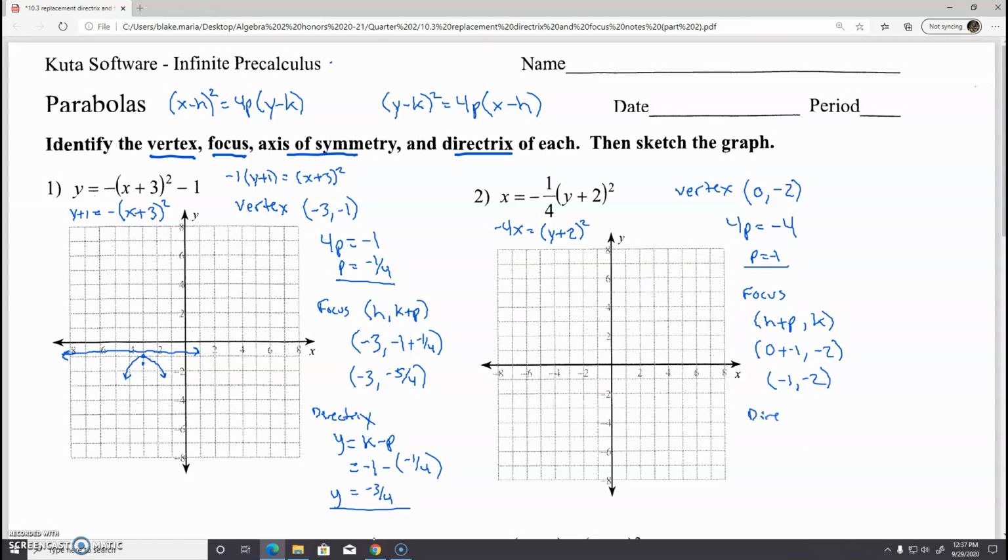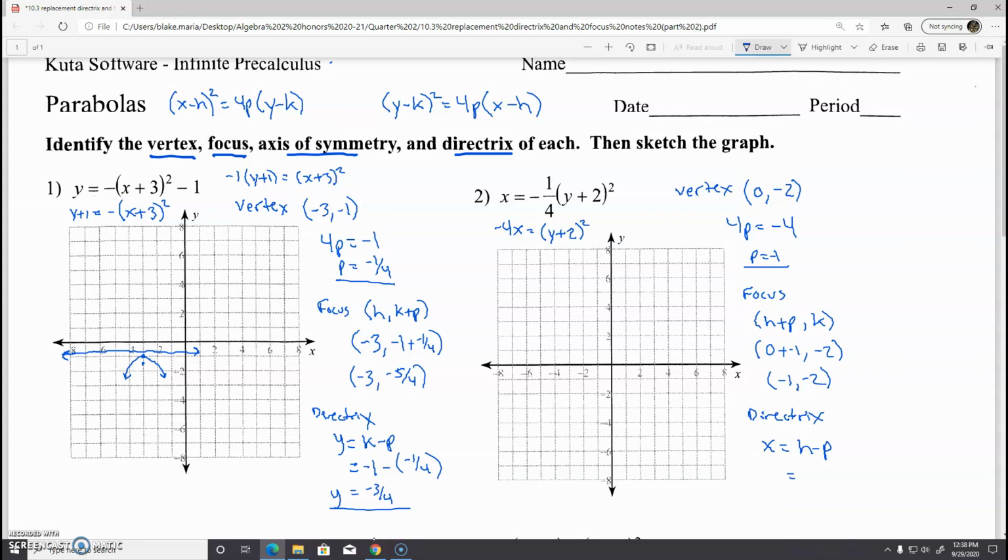And then for your directrix, think about it, we're opening to the left. So your directrix is going to be a line, x equals, and we want to subtract our p-value. All right, we added it to find our focus, we're going to subtract it to find our directrix.